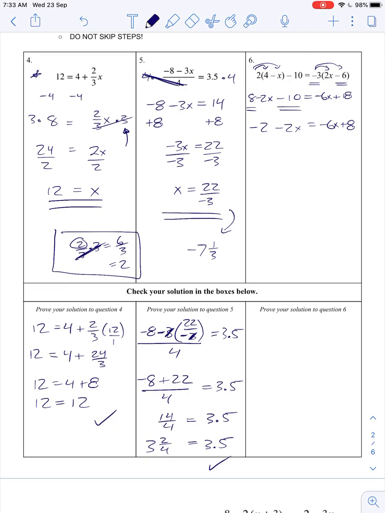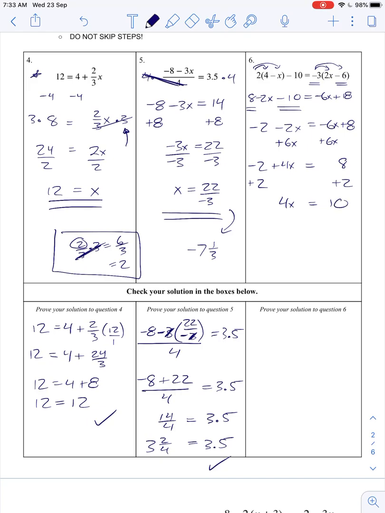Now, before I start trying to do my inverse operations and isolating x, I need to get the x's on the same side. So I'm going to add 6x, because that gets rid of it on the right side, and I'm going to add 6x over here. So that leaves me with negative 2 plus 4x is equal to 8. And now I can start doing my inverse operations to solve. Plus 2, plus 2. And then that's going to give me 10 right there.